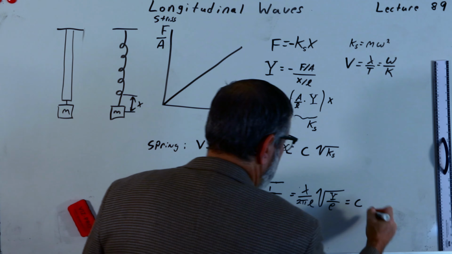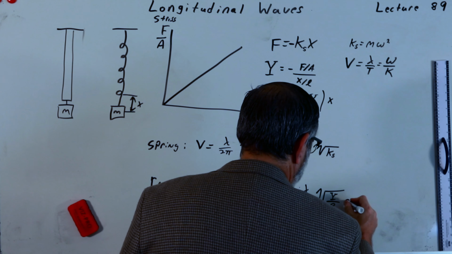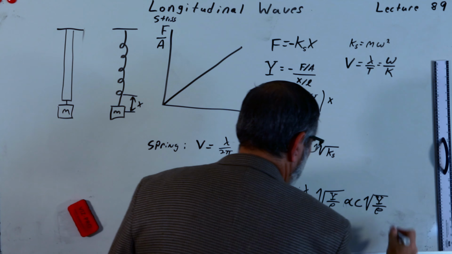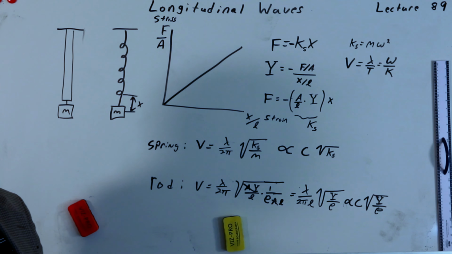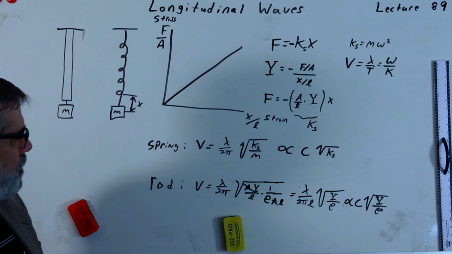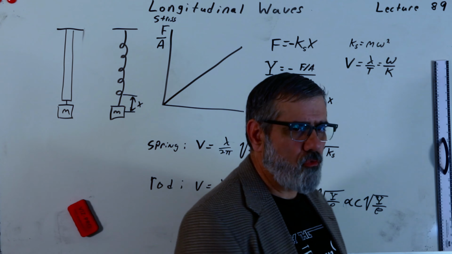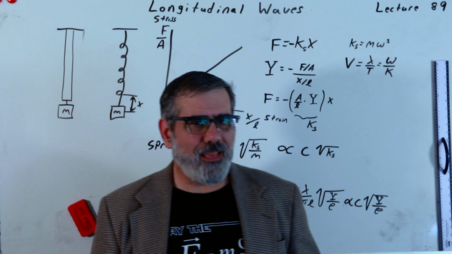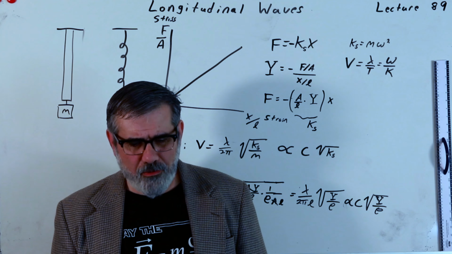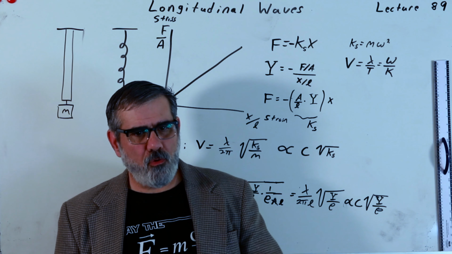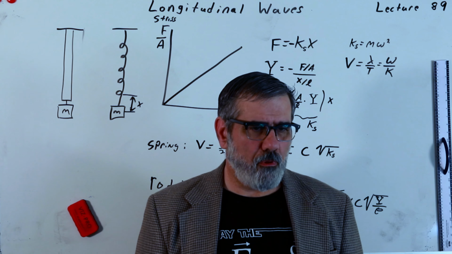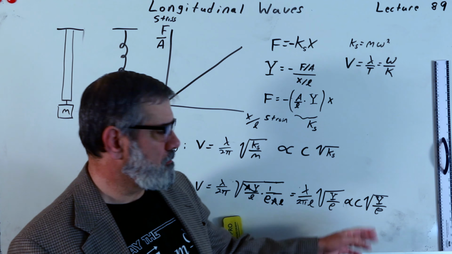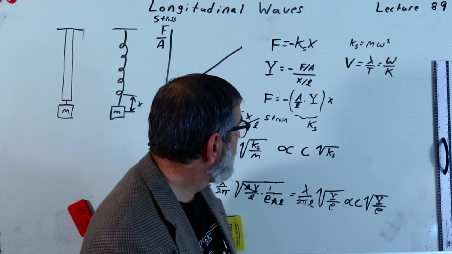And so this, we can just say, not equals, but proportional to some constant C times the square root of the Young's modulus over the density. Okay, that's interesting. We might remember that for the string, the wave velocity was the square root of the tension divided by the linear density, the mass per unit length of string. We use the symbol mu for it. So this seems similar, and it seems promising. But let's do it formally.